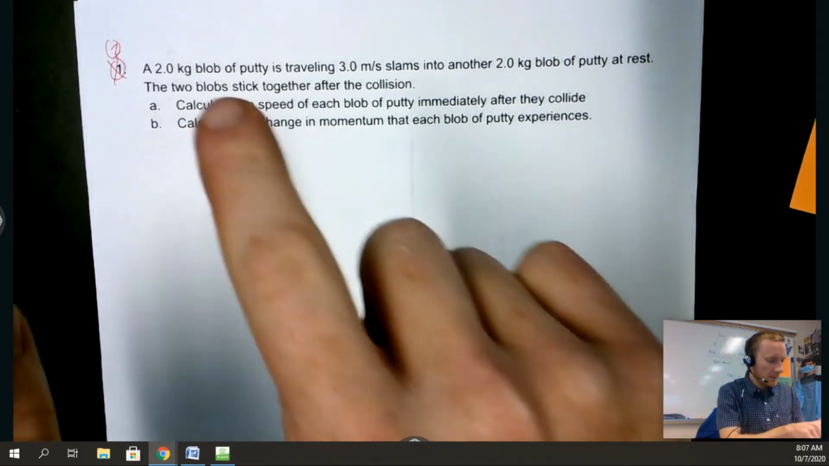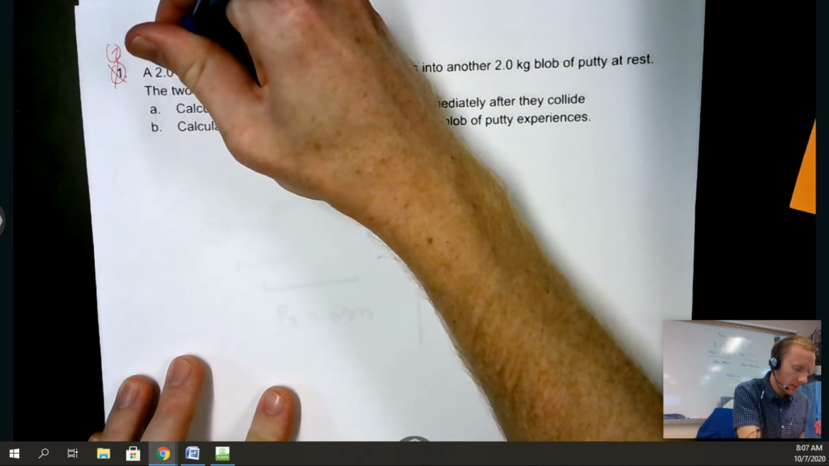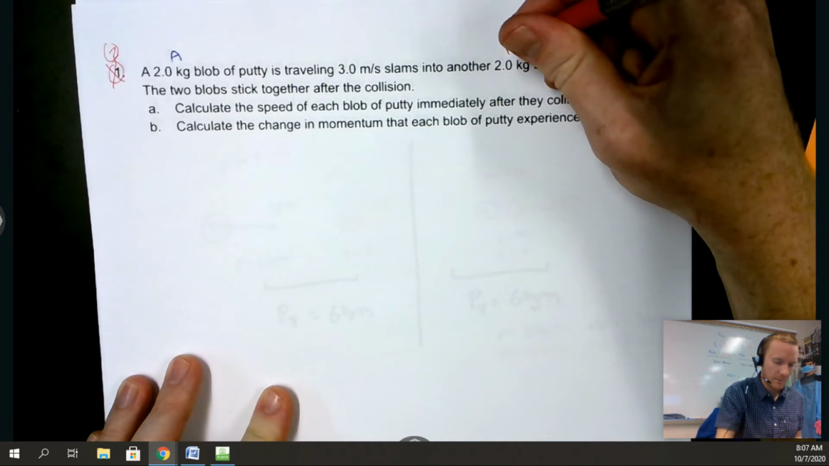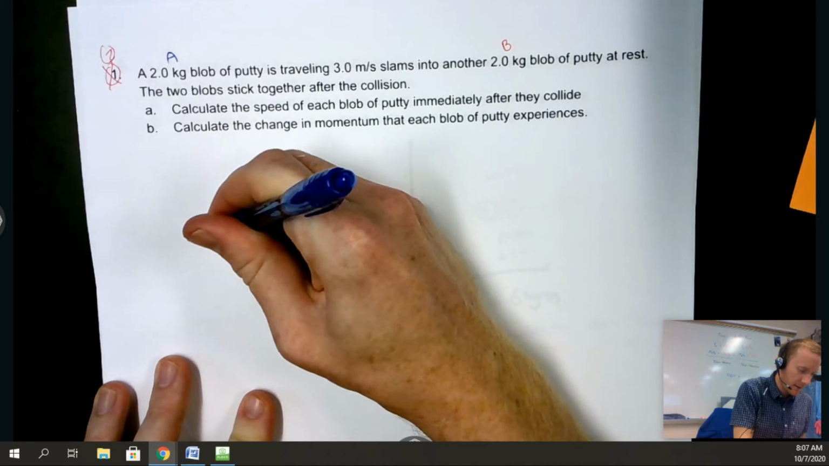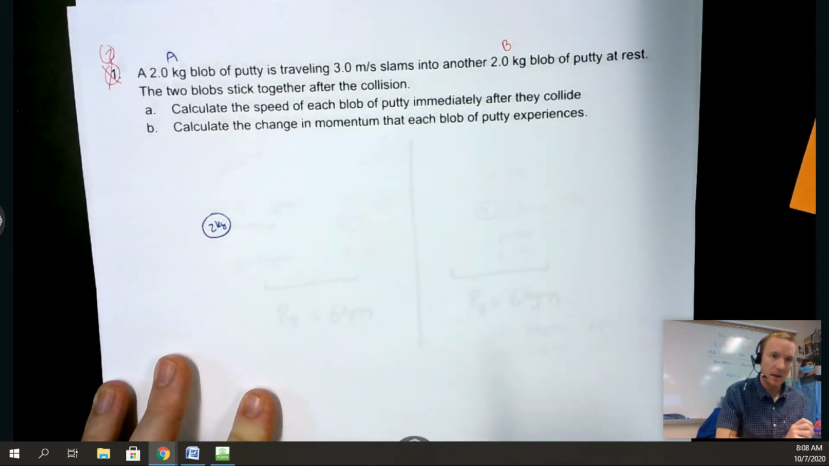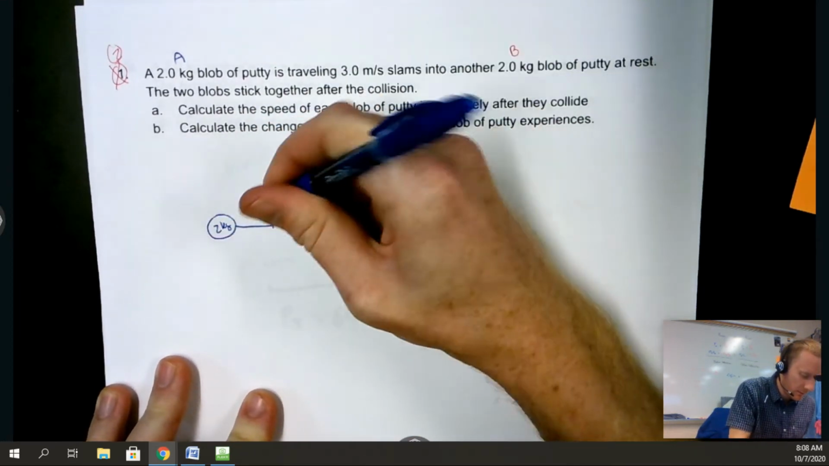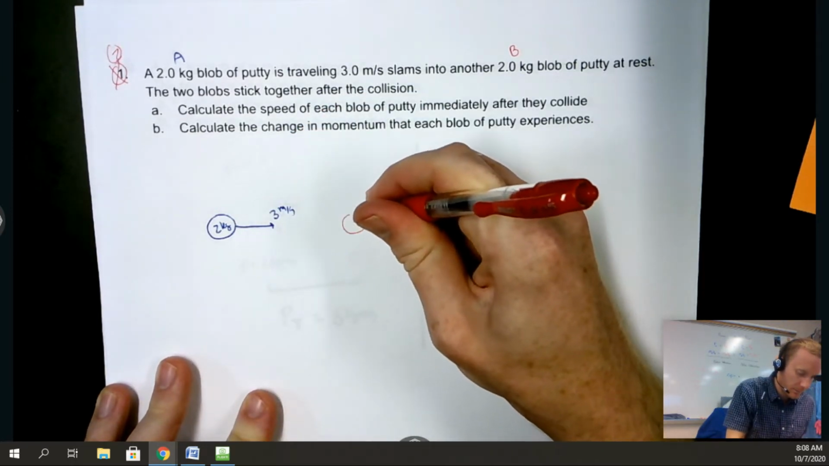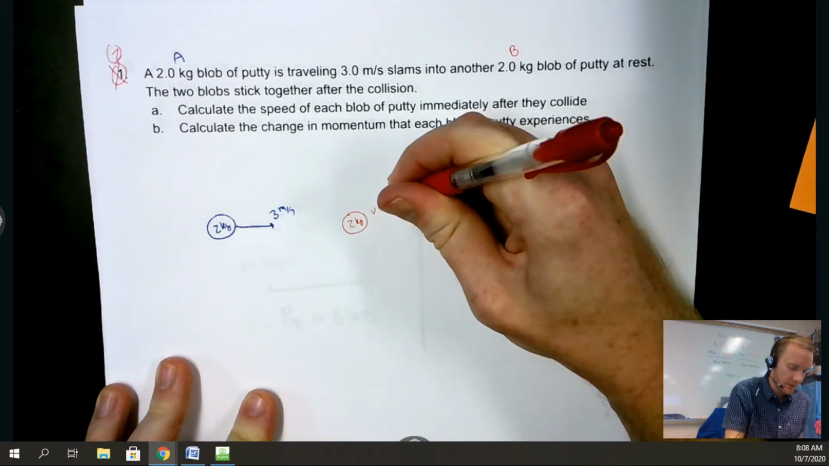So let's start off by identifying our blobs. I'm going to use some colors to keep it straight here. We'll call blob A this blue one here, and then we'll call blob B with the red. All right. Now, with all of these, I do recommend drawing a diagram, okay, and labeling that diagram with everything that we know. So we know that blob A is 2 kilograms, and it's traveling at 3 meters per second. It collides with blob B, which is also 2 kilograms, okay, but it's at rest, right? So its velocity is 0.